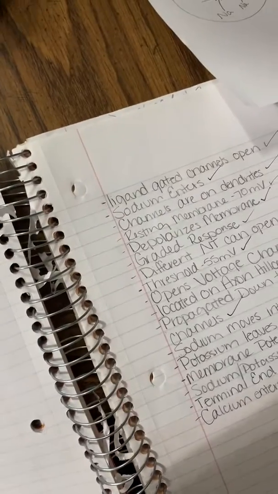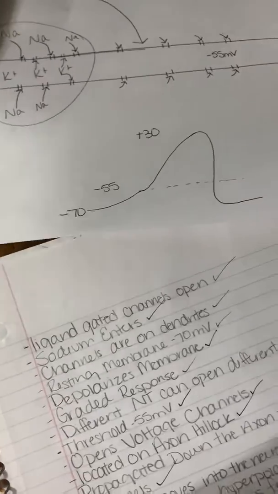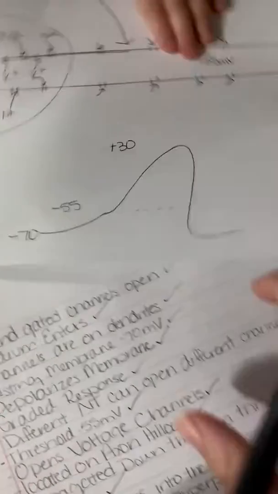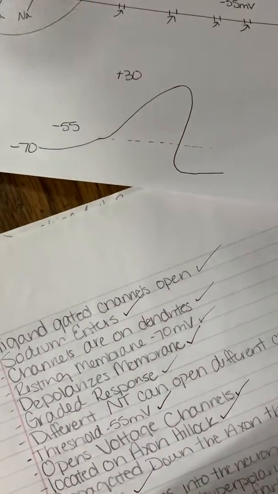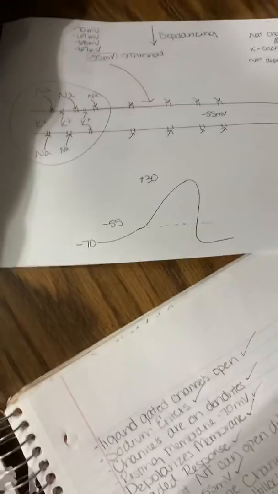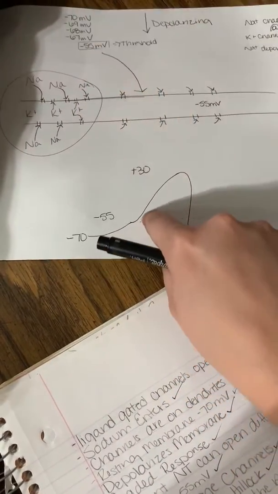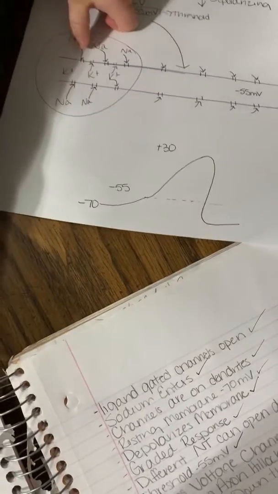So sodium is going to continue to move into the neuron until you get to positive 30 millivolts, which is also here. So you start at negative 70, and you get to your threshold, and then sodium's going to keep coming in, which is going to take you all the way up to positive 30.